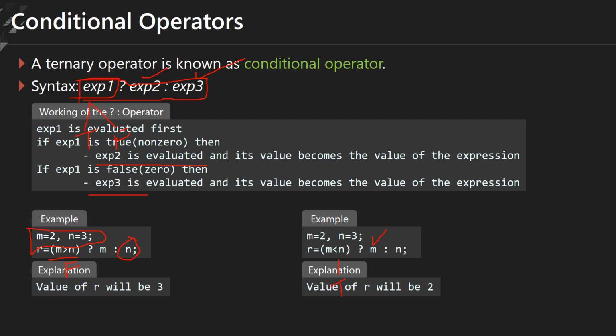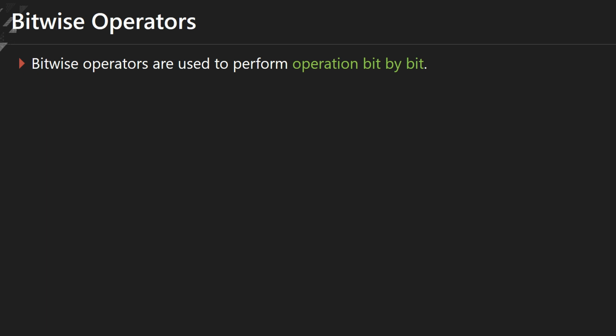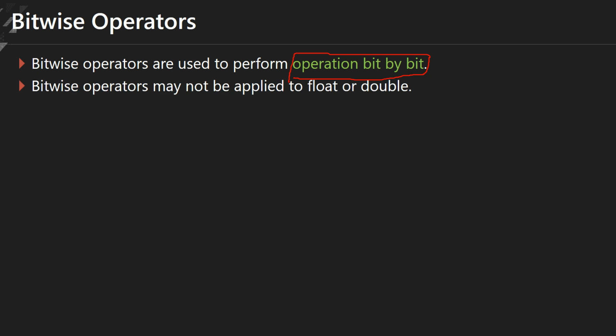With this, if we understood all this concept, let's move on to one more category, that is bitwise operators. Bitwise operators are used to perform operations bit by bit. Bitwise operators may not be applied to float and double. This is very important. You should not use them for floating and double data types. You'll always use them for integer numbers, whole numbers, not for real numbers.